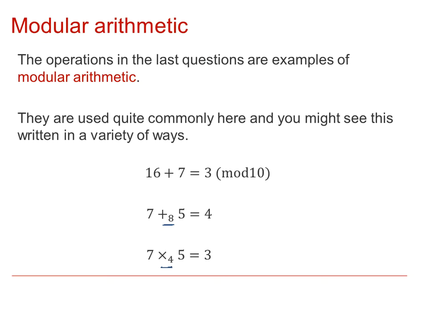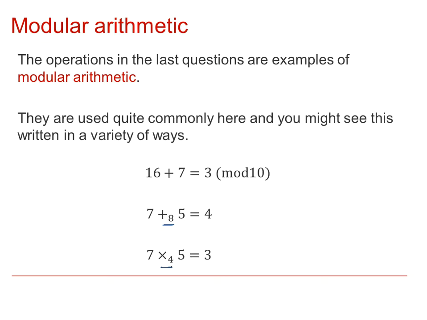So just convince yourselves that those sums are correct then. 7 plus mod 8 5 is equal to 4. So 7 plus 5 is 12. So modular 8, that gives us a remainder of 4. Indeed it does. 7 multiplied by 5 is 35. Divide by 4, 8 remainder 3. So 7 multiplied by 5 modular 4 is equal to 3.